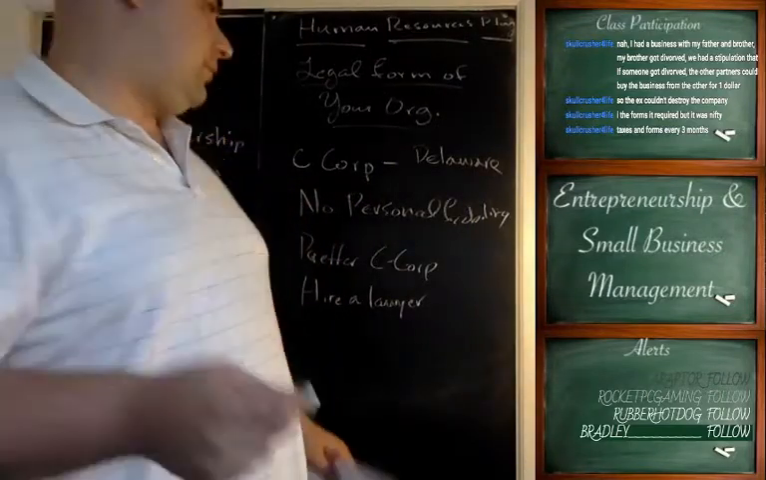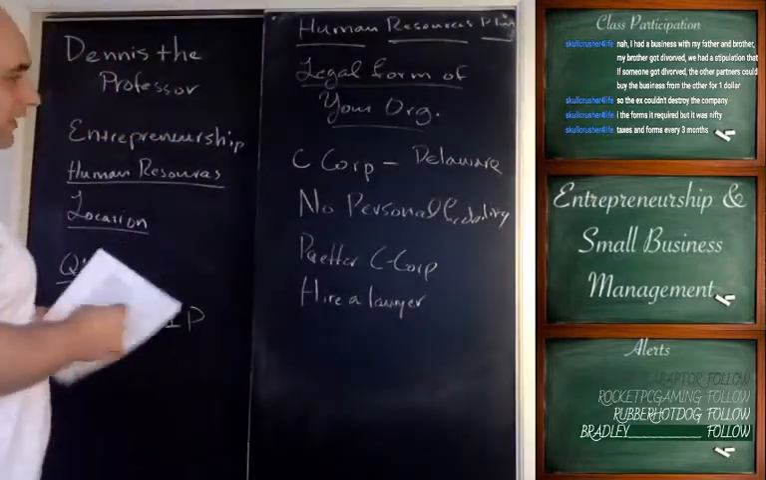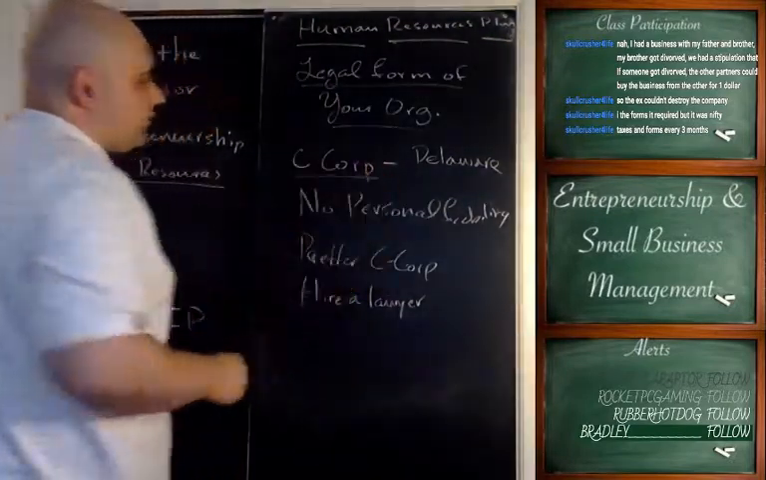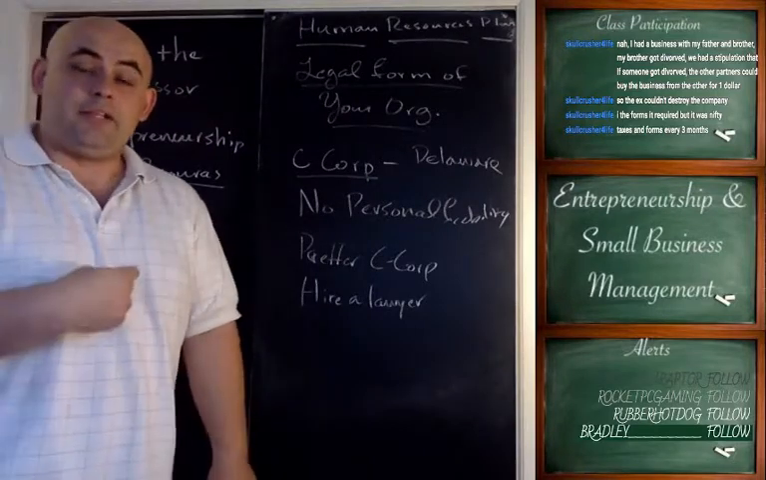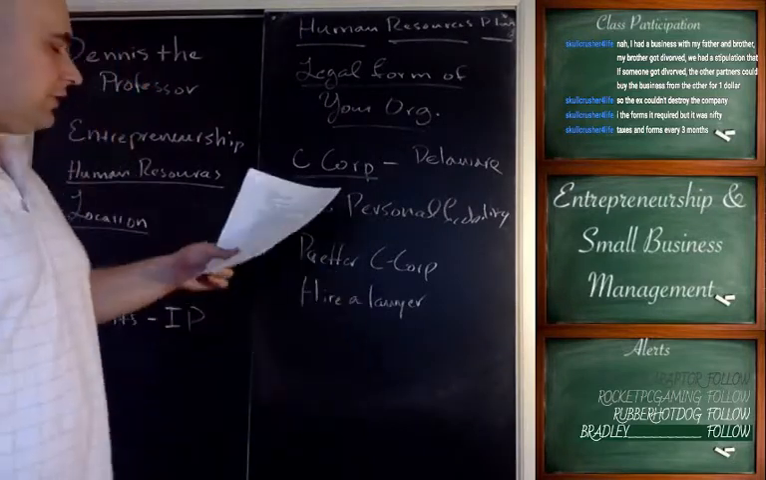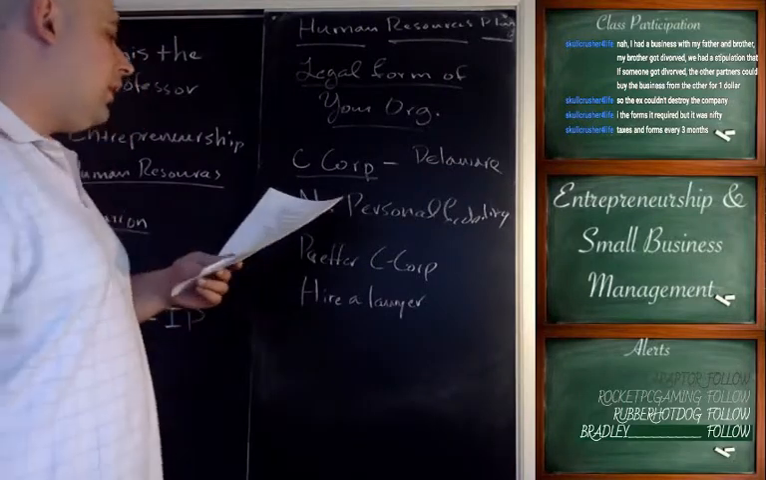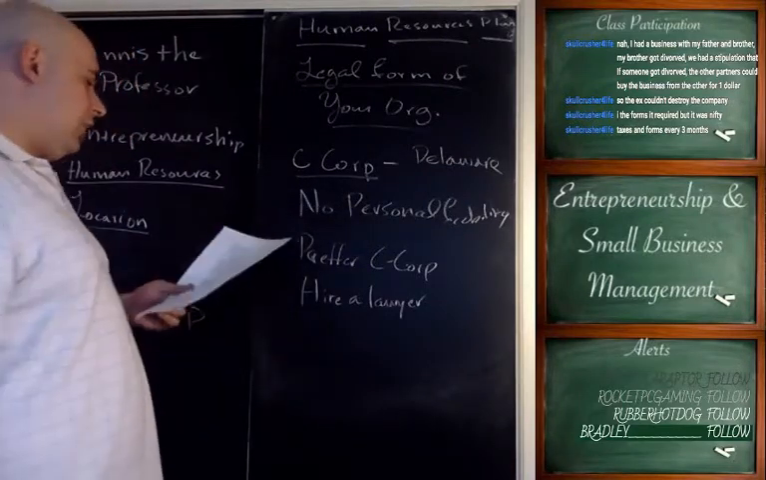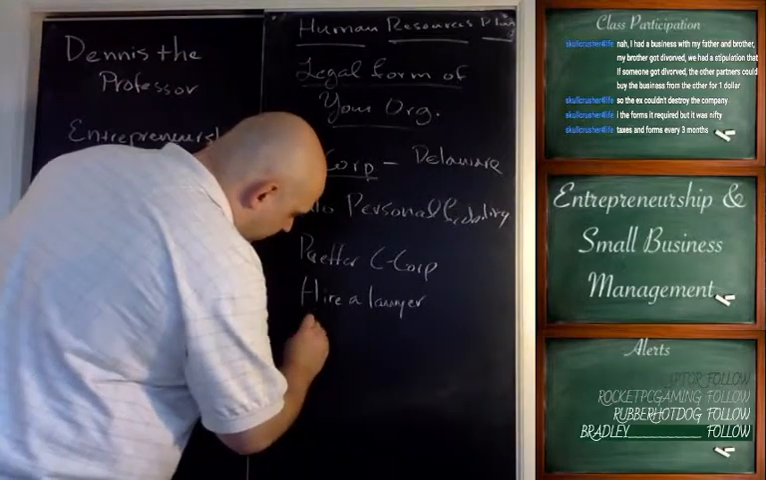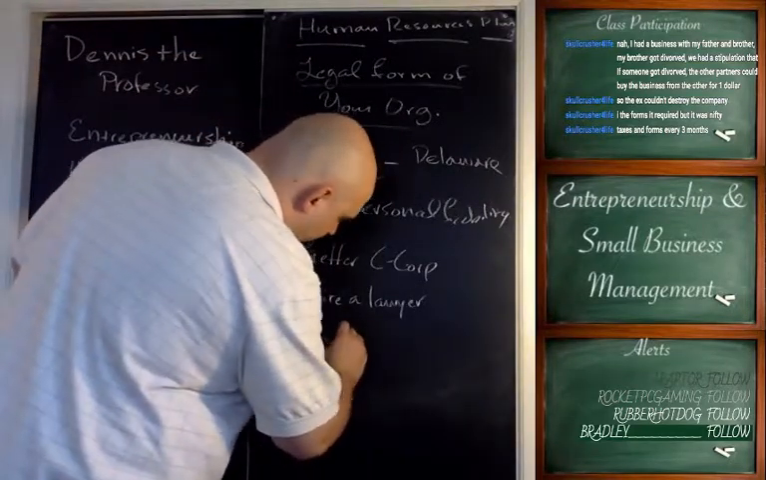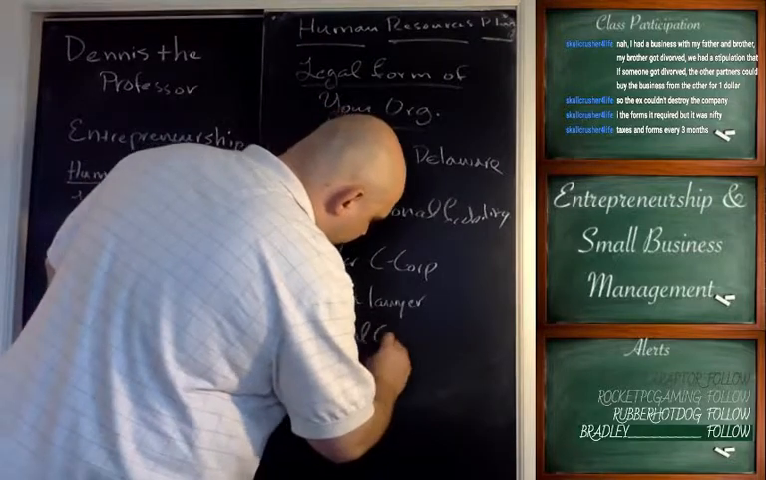Yes, you do have to pay taxes. The C-Corp is not a pass-through organization, so you don't get your money directly and then just put it on your personal taxes like you would with a sole proprietorship. You would actually need to pay your own taxes. There are also startup costs, the initial costs involved in doing a C-Corp.